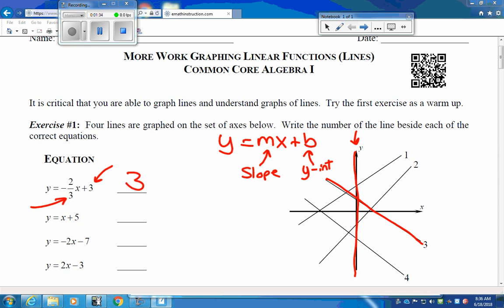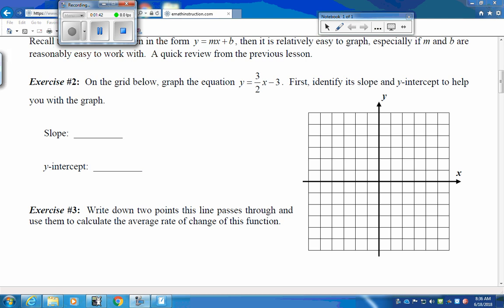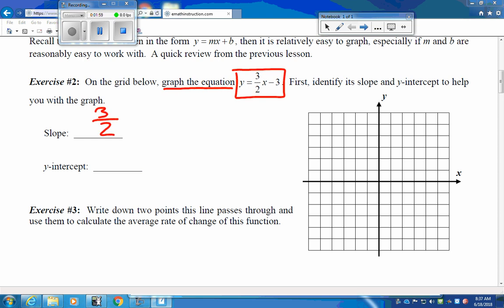Now you can finish, right now you can pause the video, finish these other three based on the description we just talked about. Now for exercise 2, based on the directions that I read, it says graph the equation. So we're going to graph this, and then they want us to identify the slope and y-intercept. Well, for this one, the slope is 3/2, and then the y-intercept is negative 3.